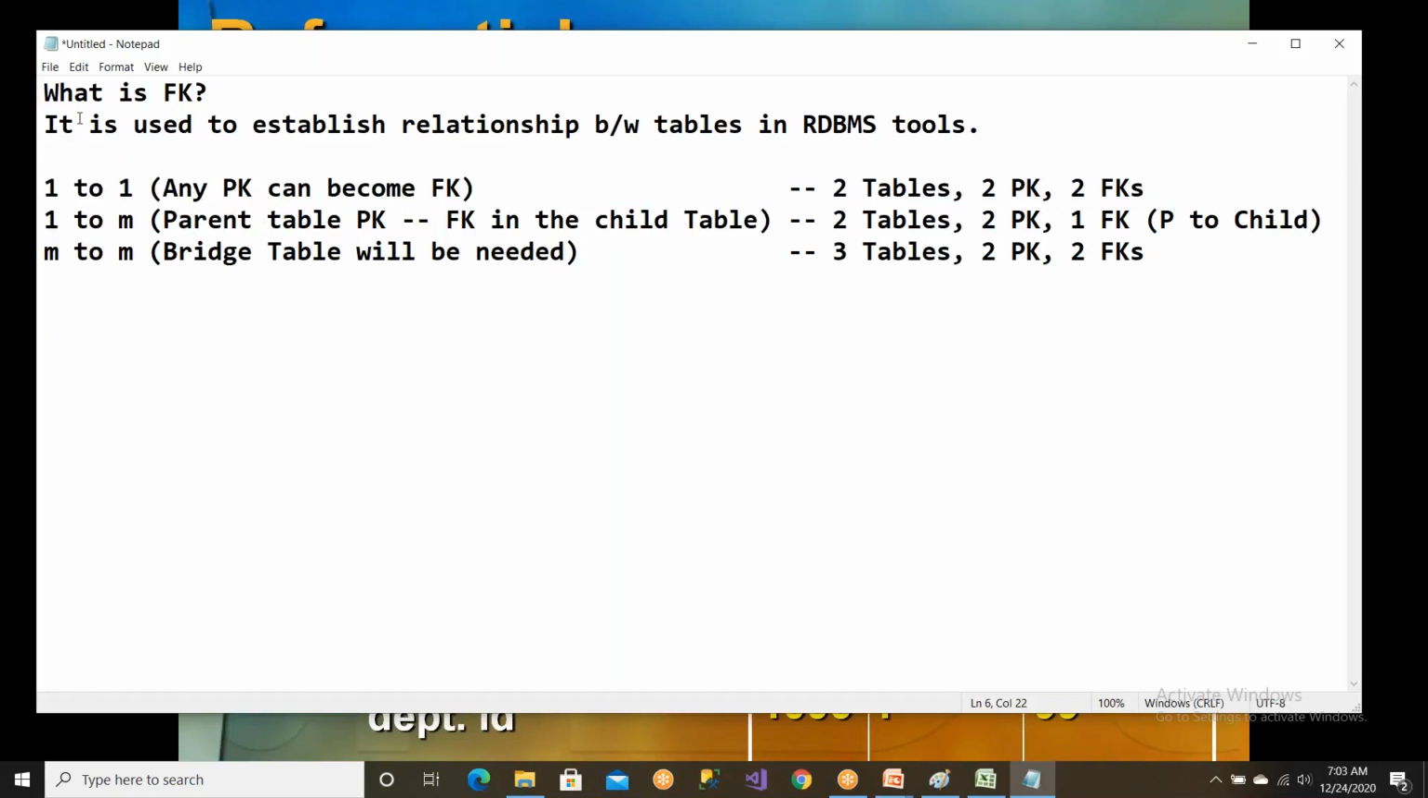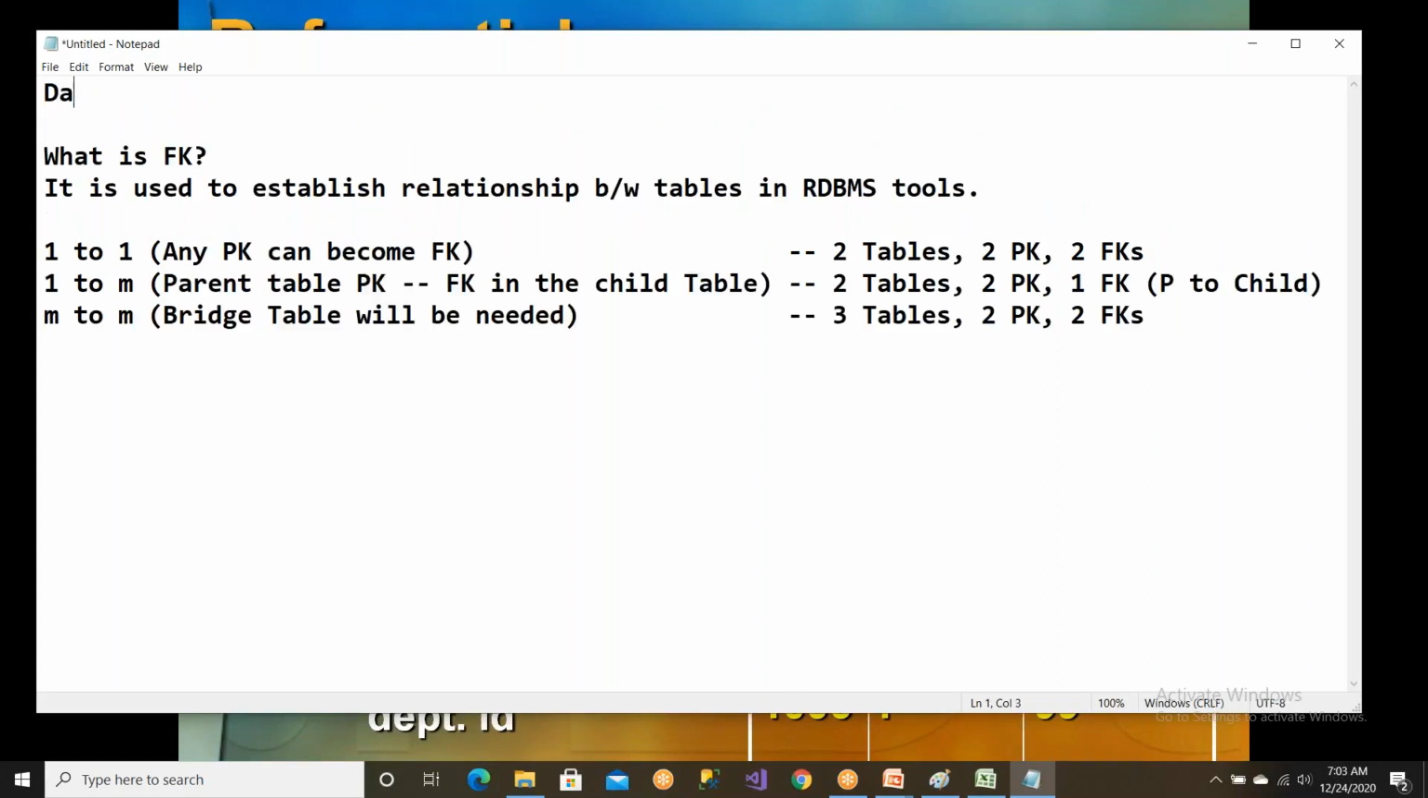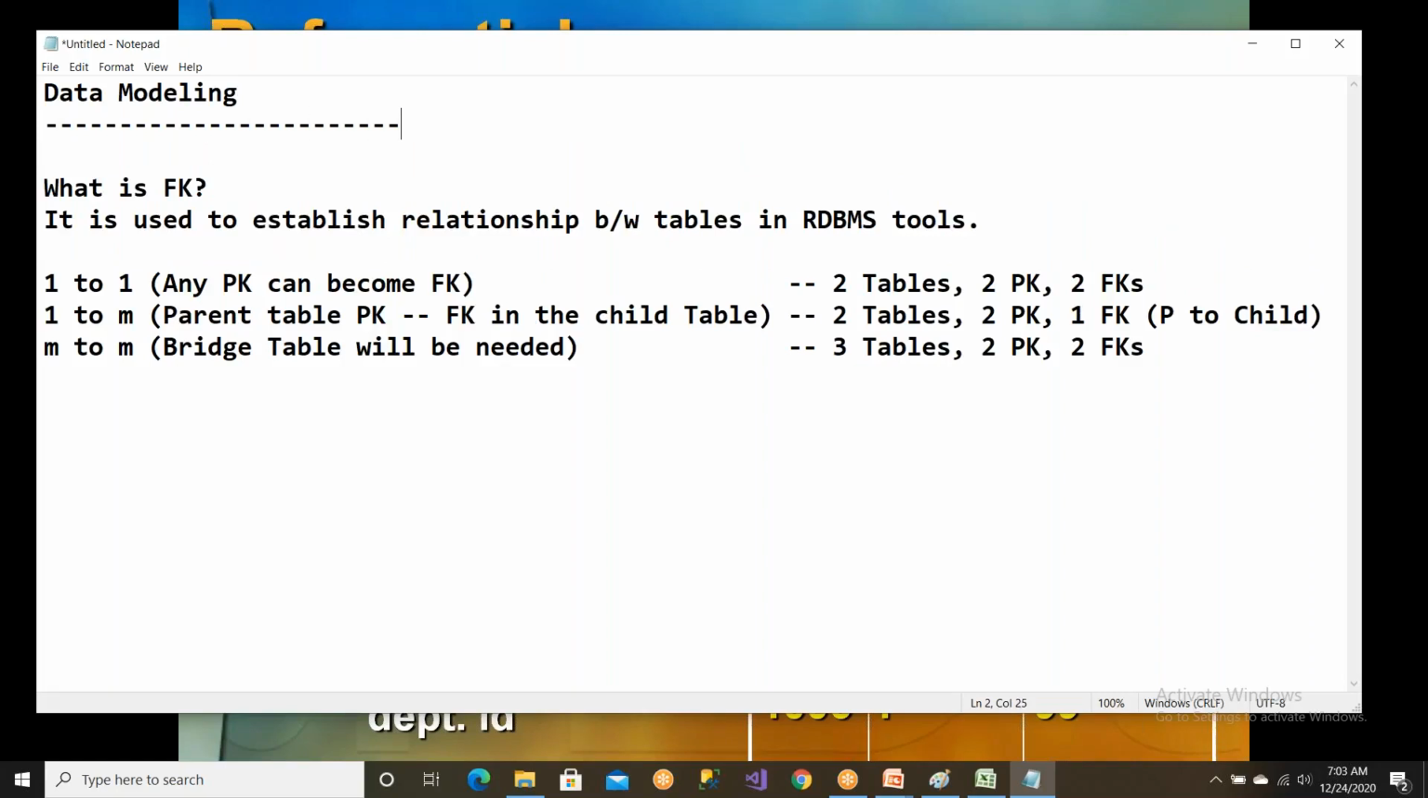When you create a primary key and foreign key and have the proper design, this is what is called data modeling. Clear? So people would ask you, do you know data modeling? Do you know how to create a primary key and foreign key? Do you know how to identify one-to-one, one-to-many, many-to-many? To understand one-to-one, you should know the business. You should know the domain knowledge.